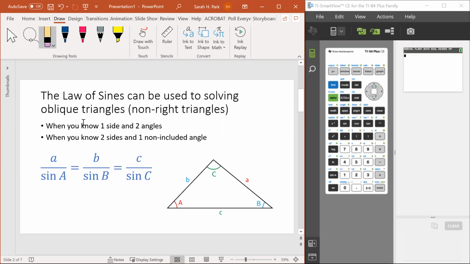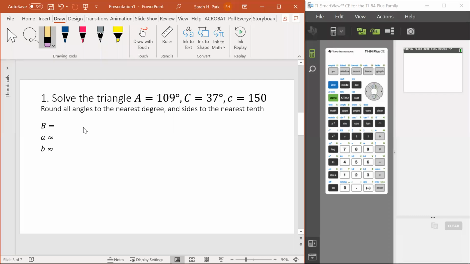All right, so let's take a look at an example problem together. Here we have: solve a triangle where A is 109 degrees, C is 37 degrees, and side c is 150. And when it says solve a triangle, it just means find all the other angles that are not given and find all the sides that are not given. Again, big case for angles, little lowercase for sides.